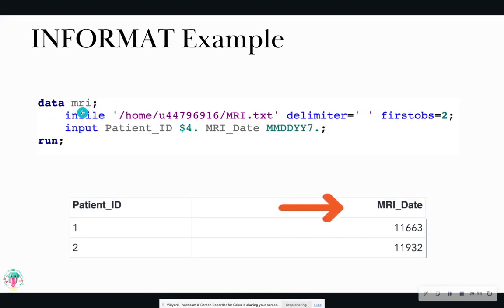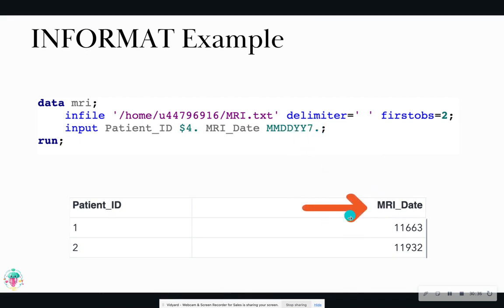So I'm creating a data set called MRI in my work library. This is a text file, so I'm using the infile statement with the path to my text file. Since this is uploaded already in SAS OnDemand for Academics, I just right click and hit properties to get this. The delimiter here is going to be those tabs or spaces, and the first record is the second one. I'm reading in patient ID as a character, 4. And the MRI date, I am using the month, day, year 7. informat.